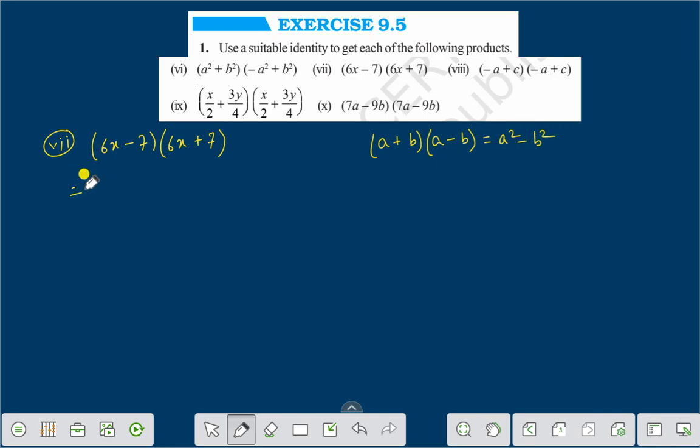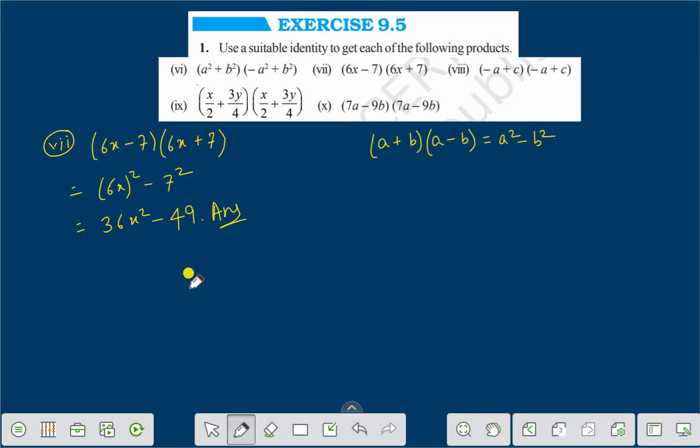Therefore, we are getting 6x minus 7 into 6x plus 7. Therefore, we are getting 6x whole square minus 7 square. So we are getting 6 square is 36, x into x is x square, minus 7 square is 49. That is the answer of question number 7. That is 36x square minus 49.